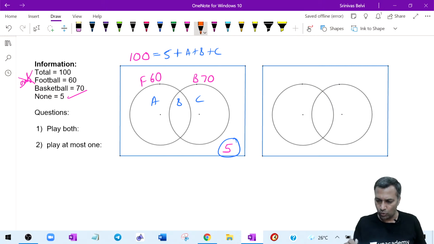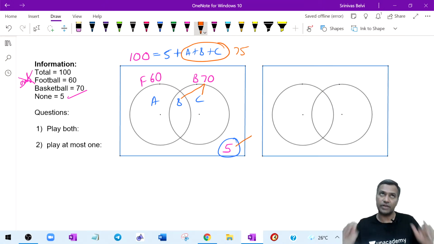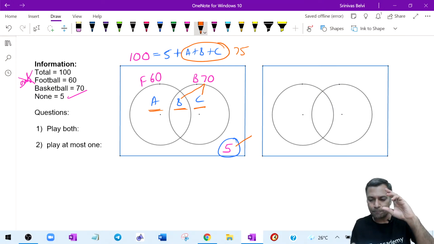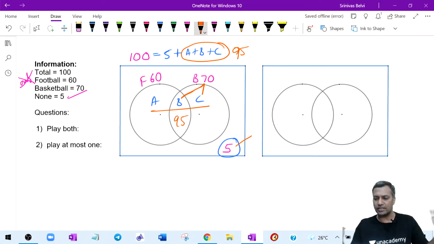Now look at this. What is the value of this and this put together? 70. You already removed this 5, so your three actual numbers should add up to 95, out of which B and C is 70. These three together is 95, and this is 70. If it is 70, I know the value of A, because out of 95, 70 is gone. Therefore, the value of A is nothing but the remaining 25.